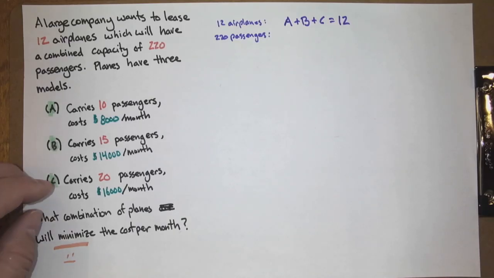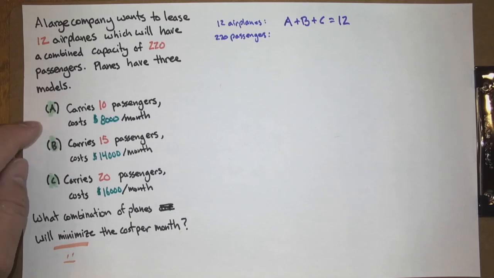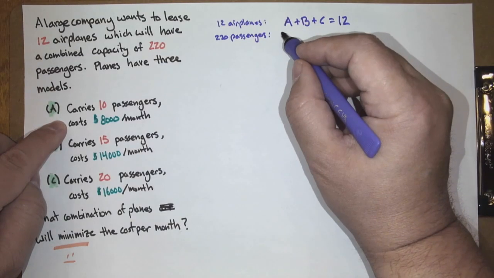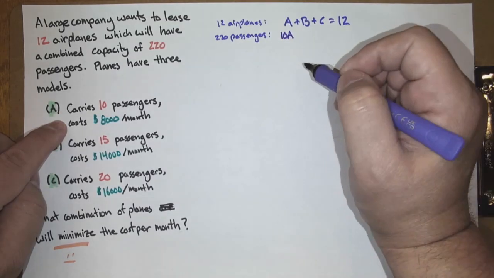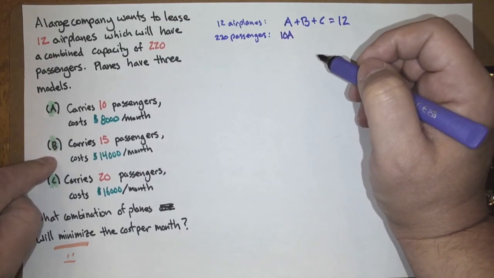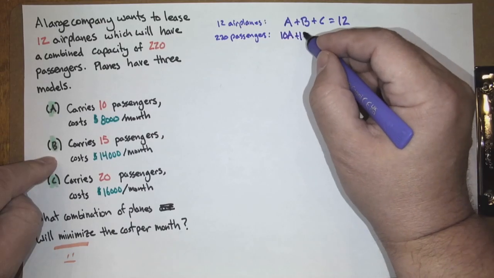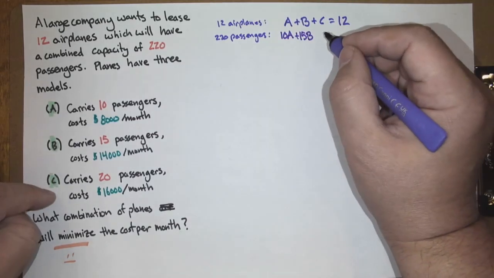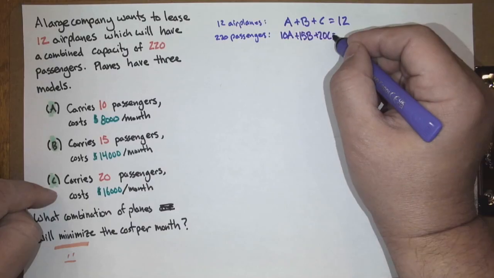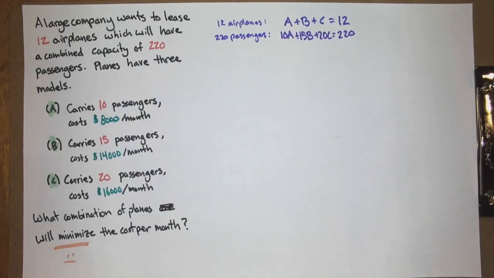Okay. We need 220 passengers. Again, in terms of A, B, and C, what does that become? Well, how much can plane A carry, or type A carry? 10. So I can carry 10A passengers with the planes that are of type A. Type B, well, similar, 15B. And type C, 20C. And that equals 220. So now I have my 2 equations.